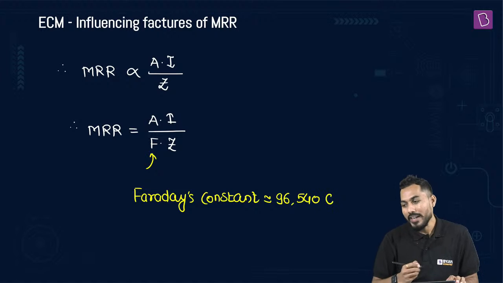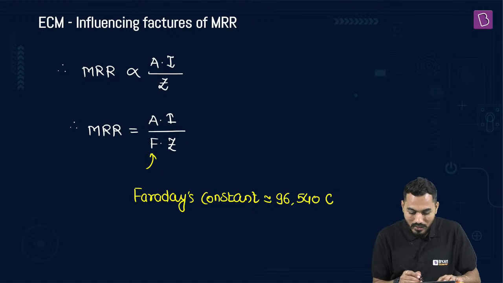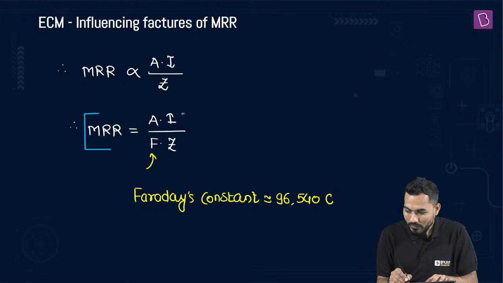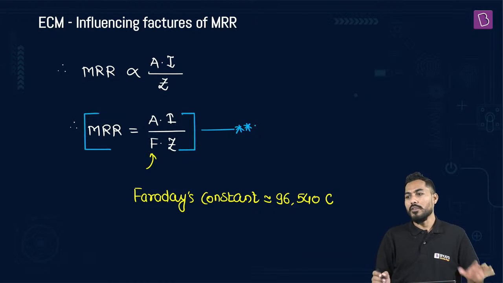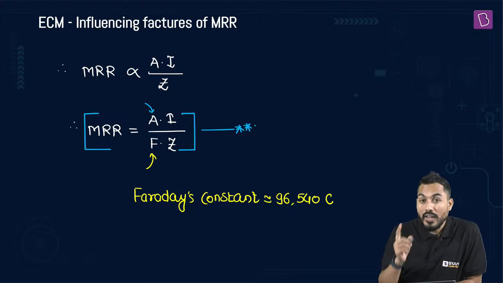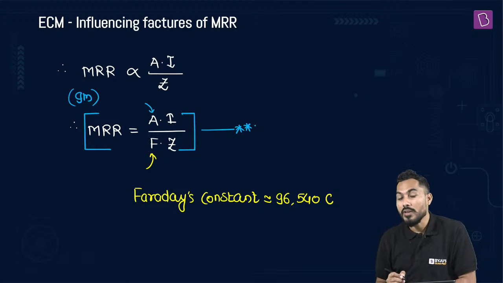96,540 coulomb. Now a number of numericals can be solved from this particular formula. There will be many questions in the exam, and these questions will be solved by this simple formula. So what does A stand for? A stands for gram atomic weight, and gram atomic weight has to be mentioned in gram. Is it true? Gram atomic weight has to be mentioned in gram.